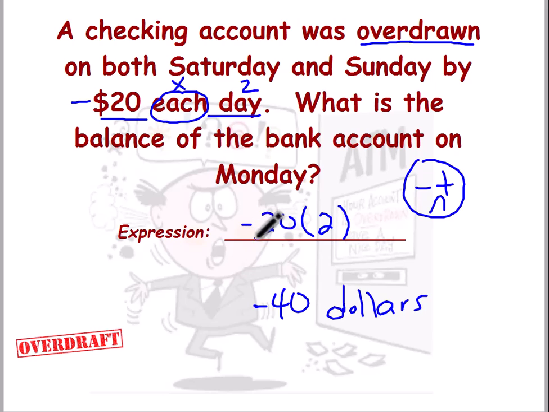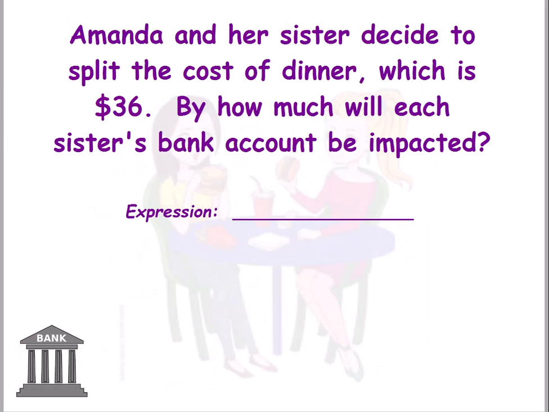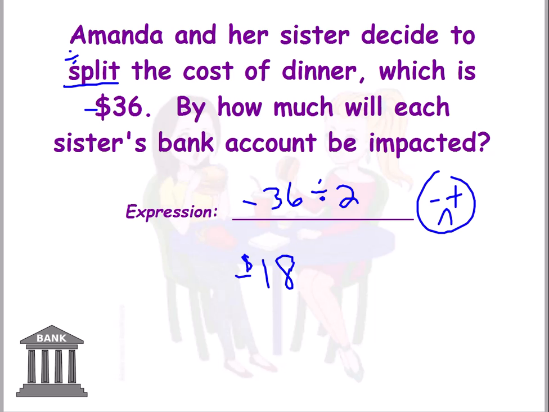Okay, our expression would be negative 20 times 2. And yes, you could write it as 2 times negative 20, that's fine. And a negative times a positive, the eyes are different, the answer is going to be negative, negative $40. How'd you do? All right, we have one more example. Go ahead, pause the video, solve this one, come back and check your answer.